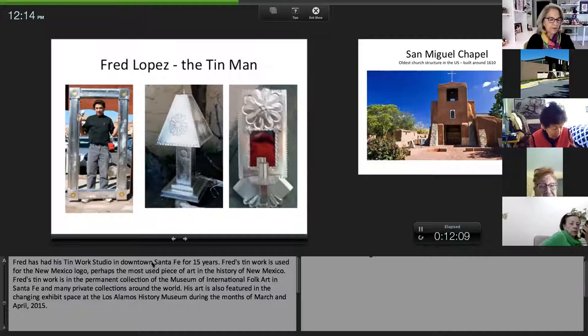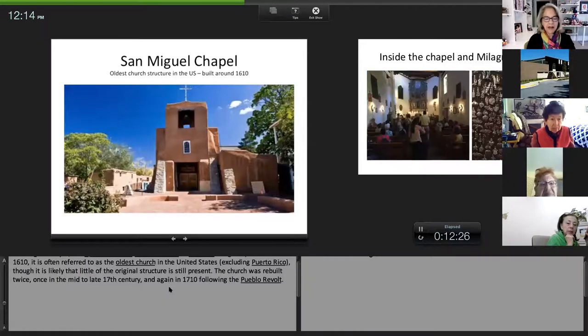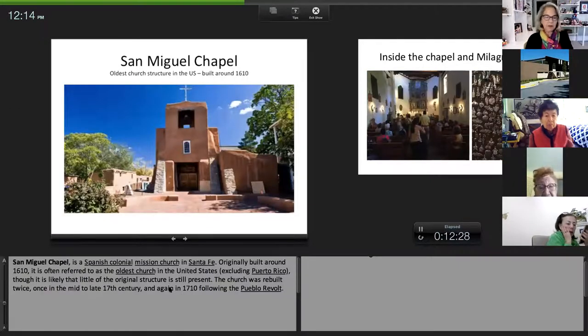So Fred had been in his job for making tin for almost 15 years. He has quite a lot of work in the Museum of International Folk, and he's been exhibited all over the world. He was a lovely man. Okay, I can't tell about all the places we went to, but I'm just going to tell about a few.